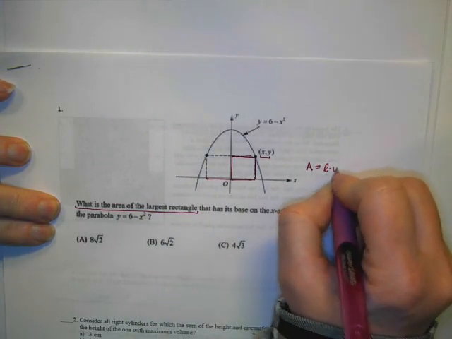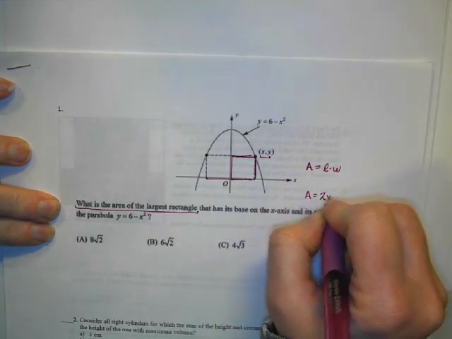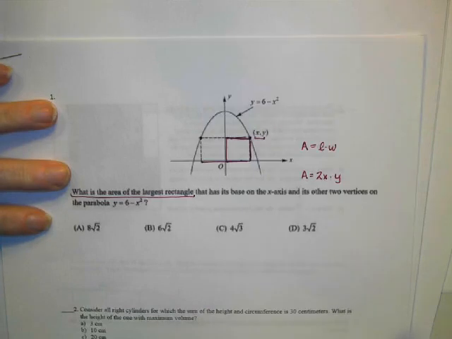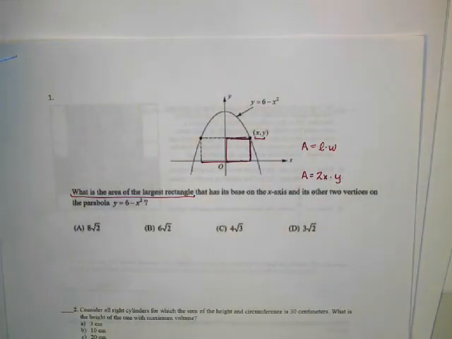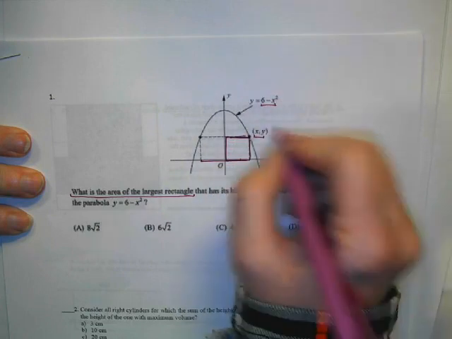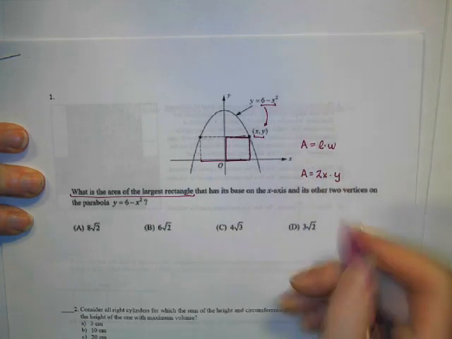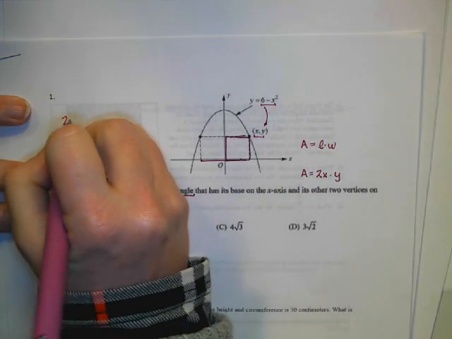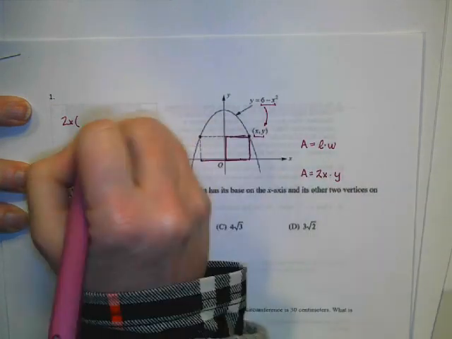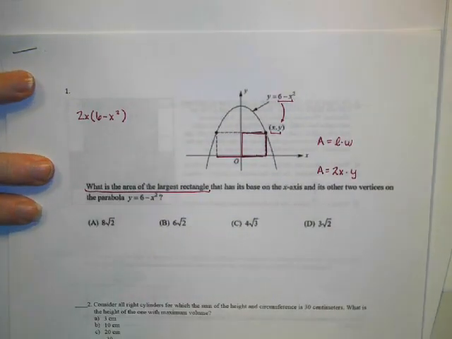So I want the rectangle, so my particular area would end up being 2x times y. Now remember, in order to maximize, we have to get it all in terms of one variable, but they gave us that y equals 6 minus x squared, so that's in terms of x. So I could rewrite my area instead of 2x times y as 2x times 6 minus x squared. All right, so if I'm going to maximize something, I need the derivative.